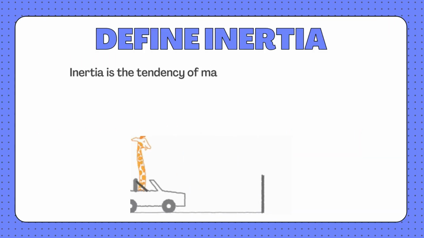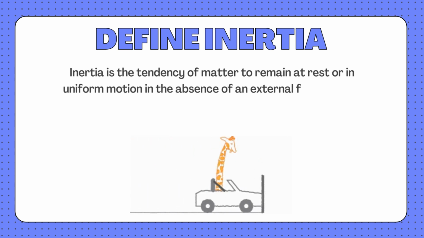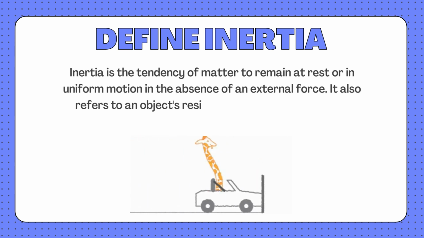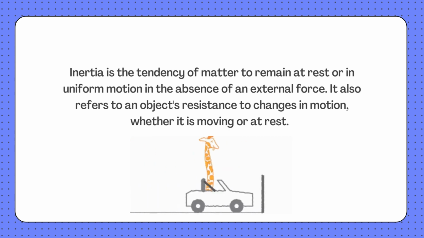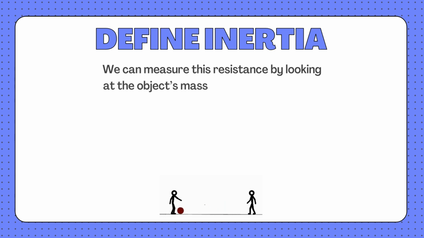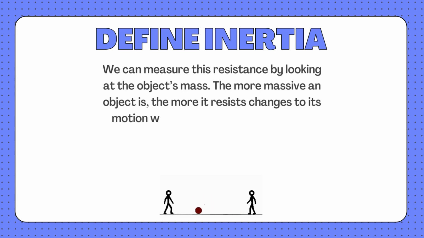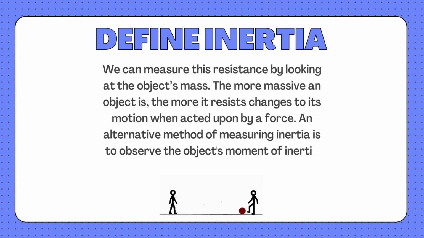Inertia is the tendency of matter to remain at rest or in uniform motion in the absence of an external force. It also refers to an object's resistance to change in motion, whether it is moving or at rest. We can measure this resistance by looking at the object's mass. The more massive an object is, the more it resists changes to its motion when acted upon by a force. An alternative method of measuring inertia is to observe the object's moment of inertia around the given axis.